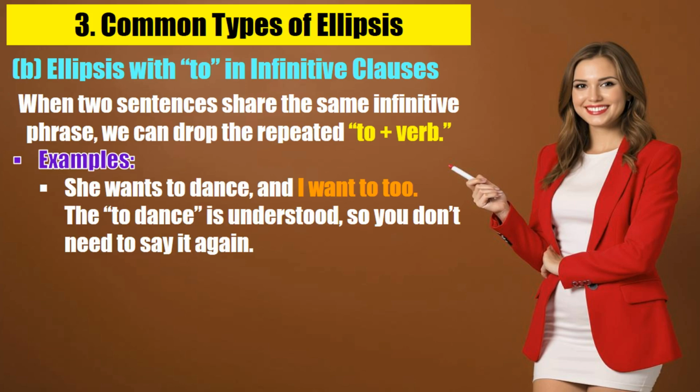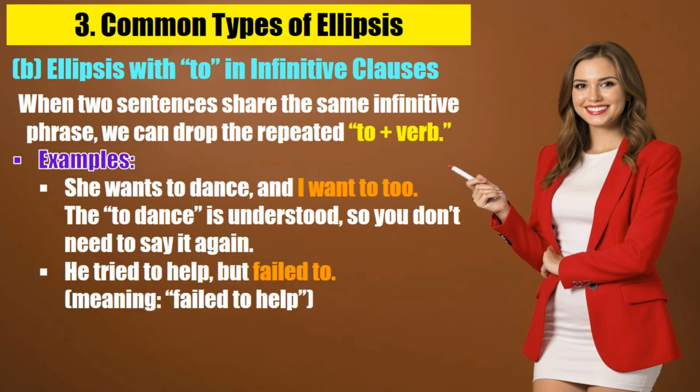Examples: She wants to dance, and I want to. The to dance is understood, so you don't need to say it again. He tried to help but failed to, meaning failed to help. English loves saving energy. Even words get lazy sometimes.